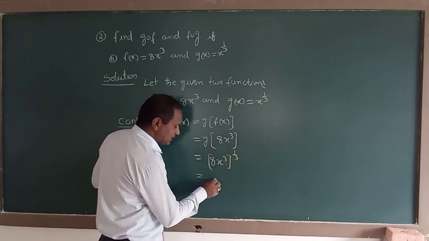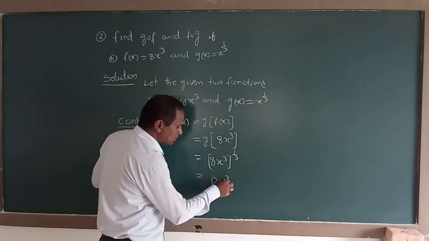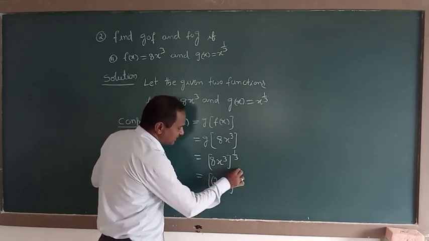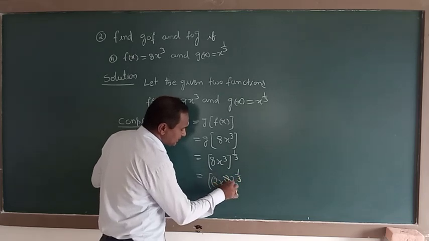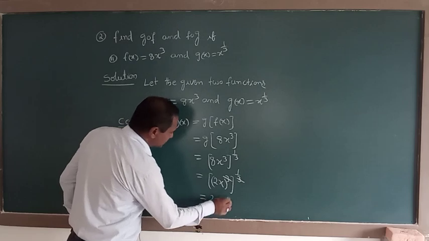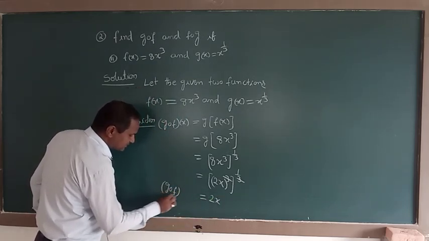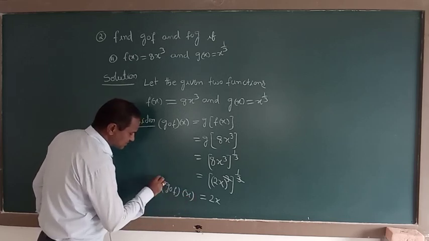We can write 8x cube as 2x whole cube, whole to the power of 1 by 3. Now the 3 gets cancelled, and you get 2x. Therefore, g circle f of x is equal to 2x.